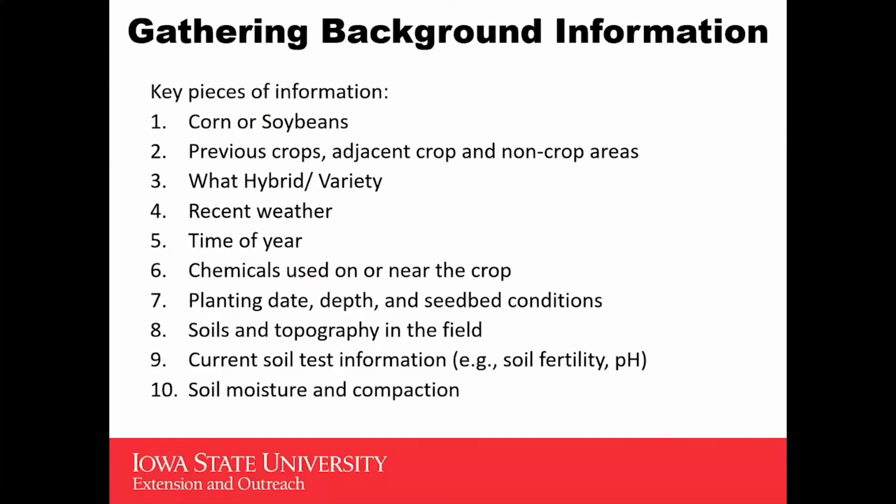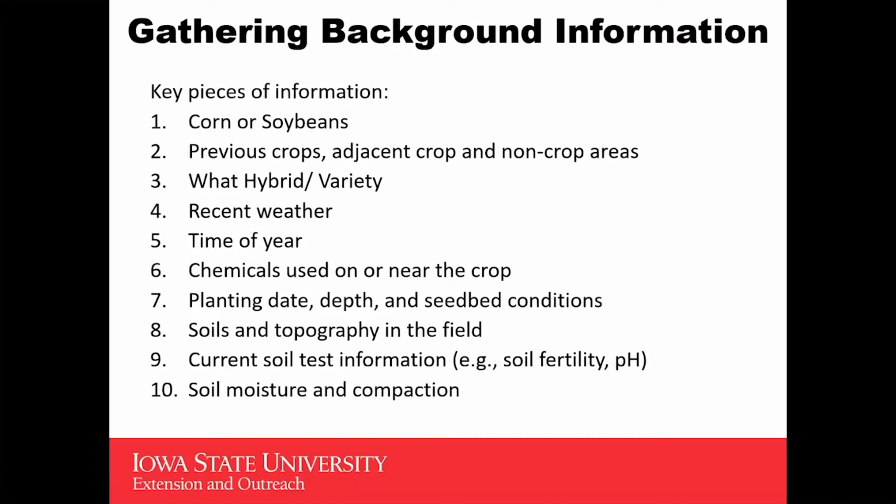Then knowing for a field or area, previous crops, adjacent crops, or non-crop areas. These are areas where we can build up inoculum, which would be spores or other things that are going to be disease-causing agents from year to year. So if your previous crop was the same as this year's crop, for instance, you've grown corn on corn, you have a higher chance of some diseases infecting that might have had a population last year and they've built up over the season.